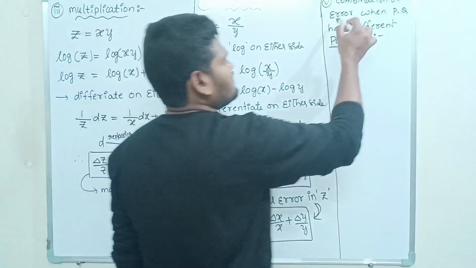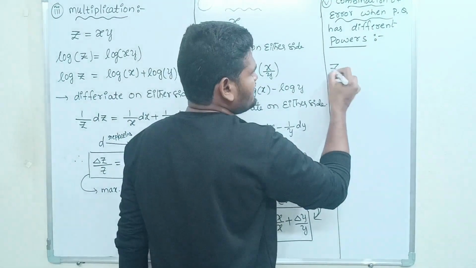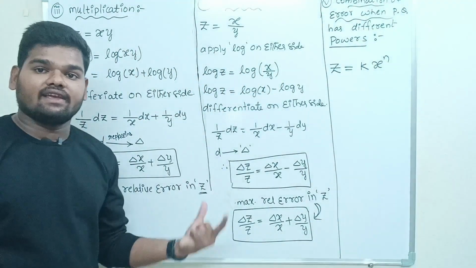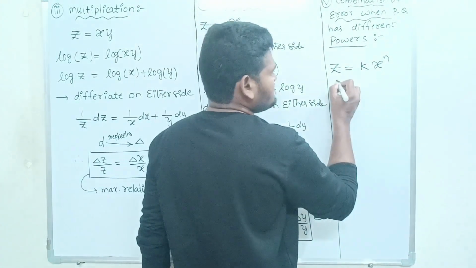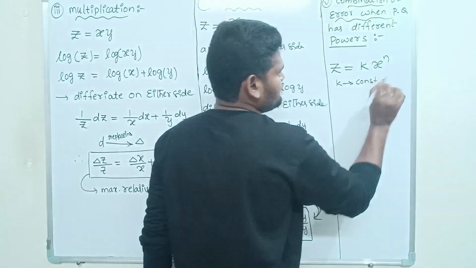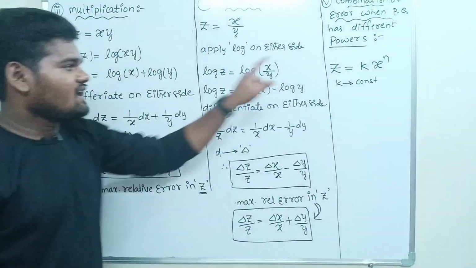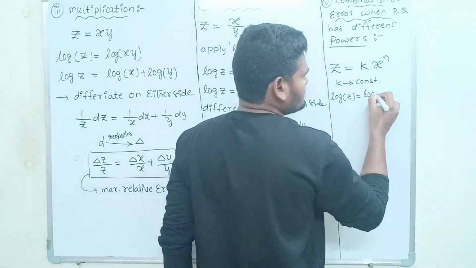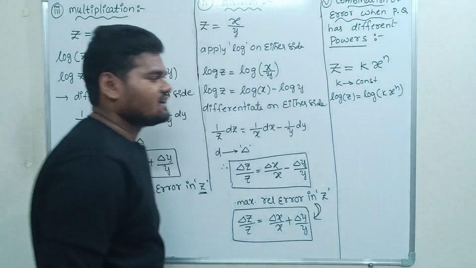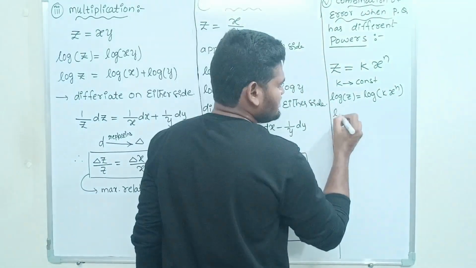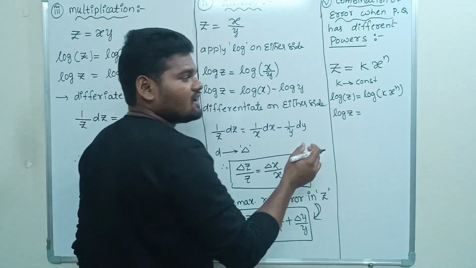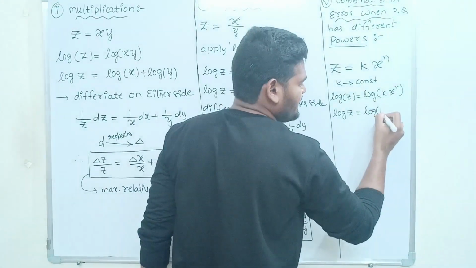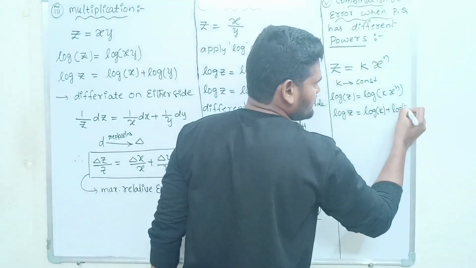Okay, so have a look. Now at this time, z is related with x as z is equal to k into x to the power of n, where k is a constant. So what we have to do? We have to apply log on either side. So log z is equal to log of k into x to the power of n. Log of a into b, we can write as log a plus log b, so log k plus log x to the power of n.